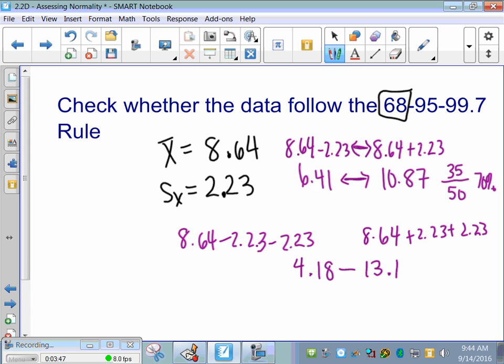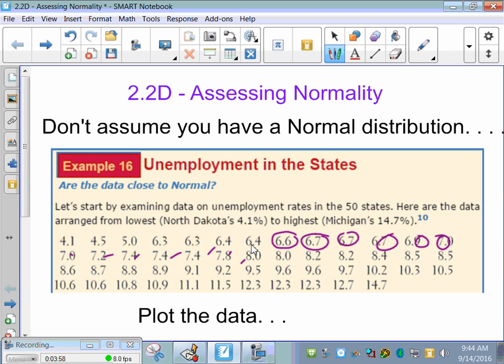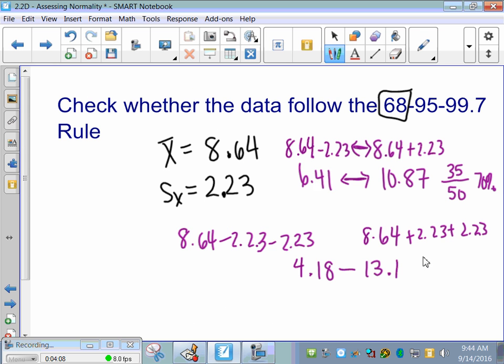Now we count up the 35 scores we already counted, plus anything else that I didn't already cross off that's between 4.18 and 13.1. So I would add this one and this one and this one and this one and this one and this one, right? All the way, and all the high ones all the way up to whatever I got. And just so you guys know, once you count those up, you get 48 states out of 50 that fall within two standard deviations of the mean. What percent is that? Okay, so 96%. That's pretty close to 95.